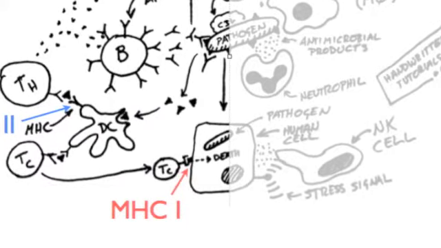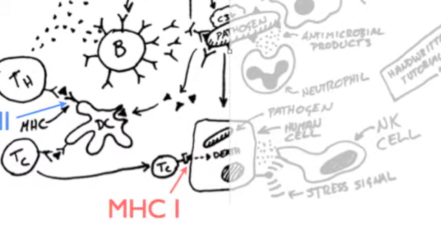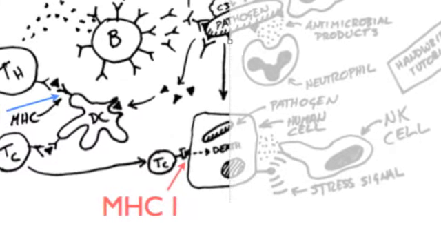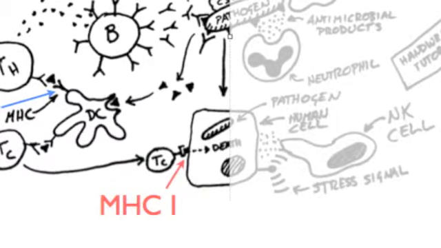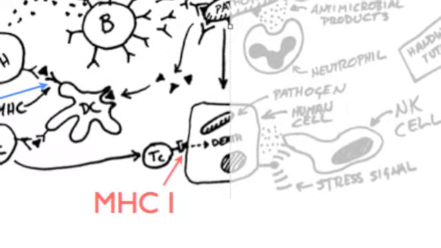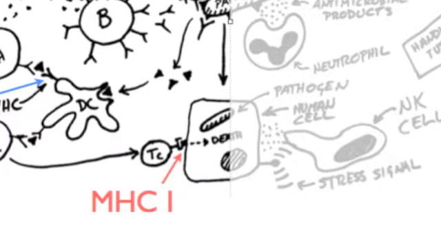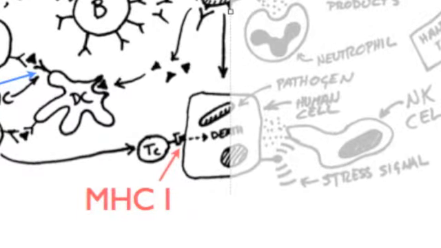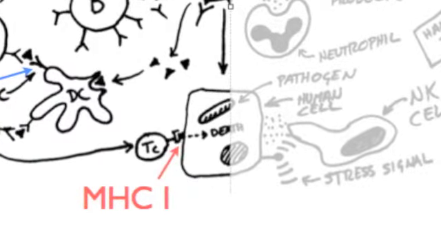MHC1 molecules, just like MHC2 molecules, present processed epitopes. If invaded by a pathogen, MHC1 molecules, which are on the surface of all nucleated cells, will present foreign epitopes. This signals cytotoxic T cells that the cell has been invaded and should be destroyed.